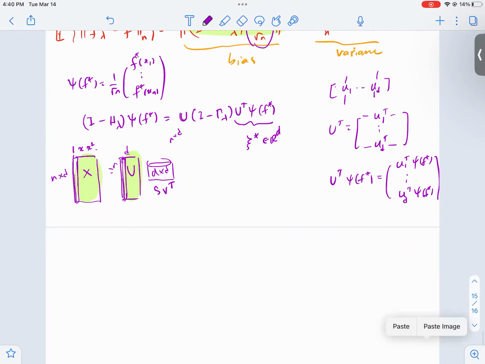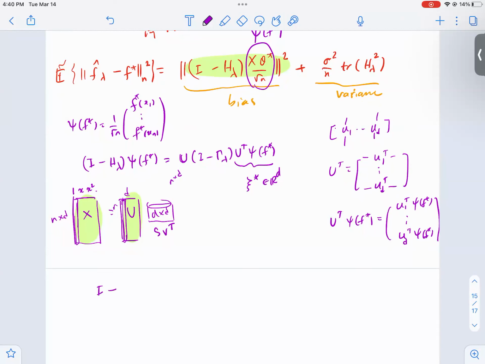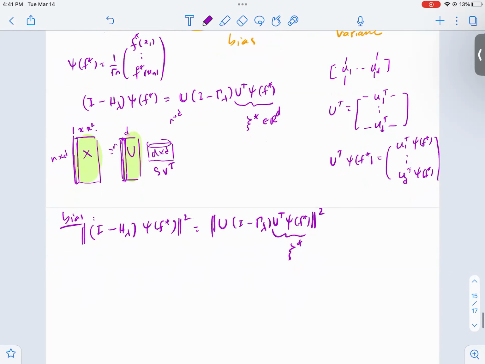So this has a lot of meaning. I might come back to it. But in any case, we define this, even if you don't follow the meaning that much. It's not very critical. So I have defined this C star. Now, if you look at this, the bias is the norm squared of (I minus H lambda) psi F star, which is U (I minus gamma lambda) U transpose psi F star. I've called this C star. And the interesting thing is that now I can also drop this.